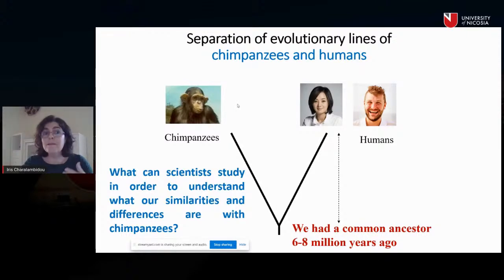For this reason, many scientists study chimpanzees, because they want to see what the similarities and what the differences are between us and chimpanzees. And I'd like you to take a few seconds to think, what types of issues would these scientists study? How will they figure out what our similarities and what our differences are?